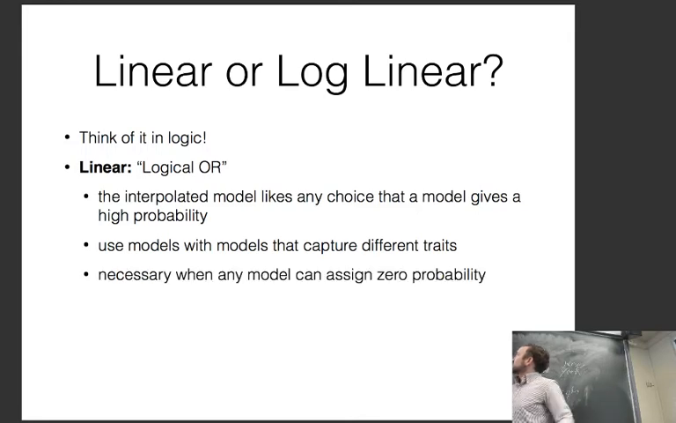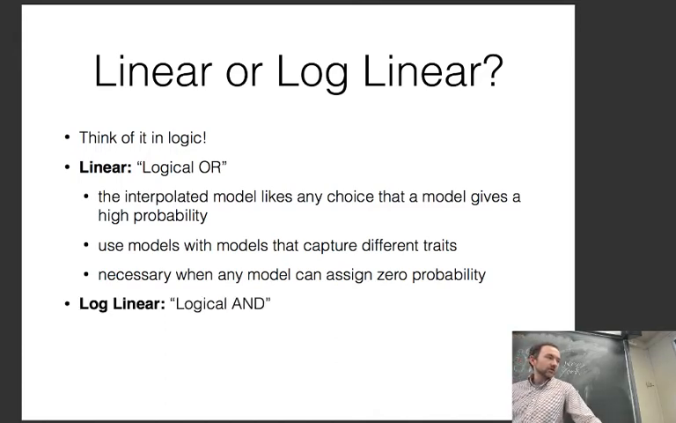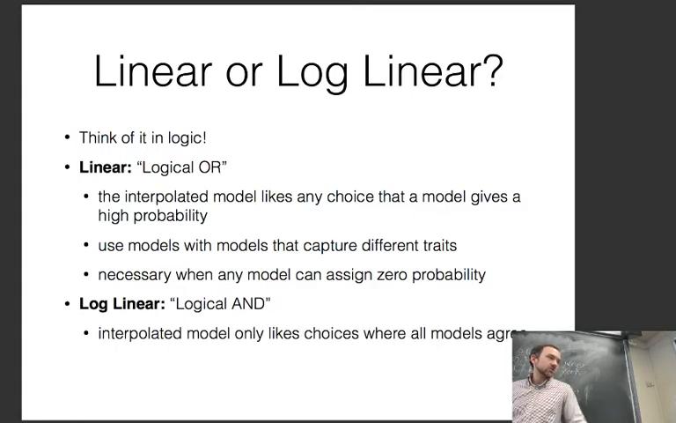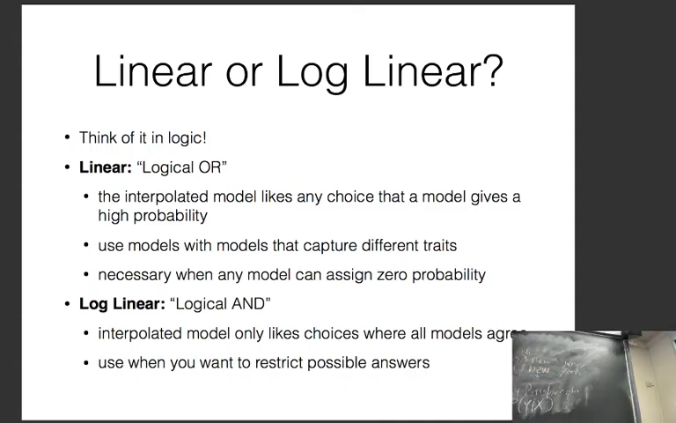it's also necessary when you have any model that can assign a 0 probability. And the reason why is because log linear is like a logical AND. The interpolated model only likes choices where all of the models agree. And this is good to use when you want to restrict the types of possible answers.